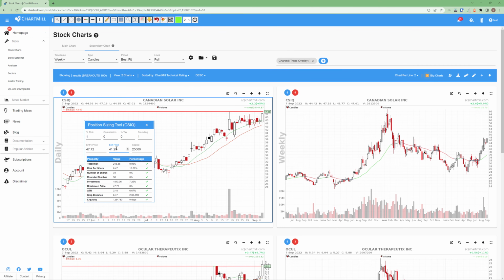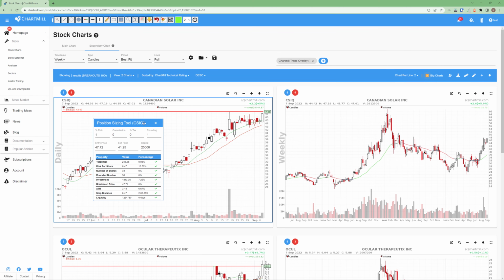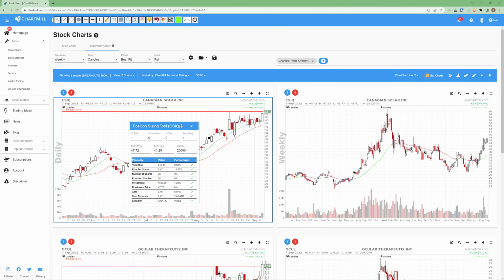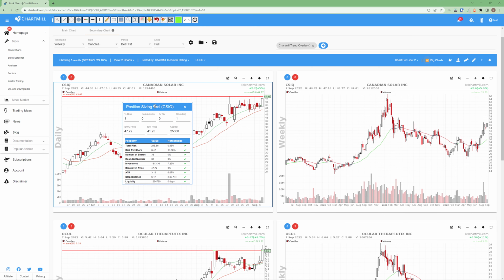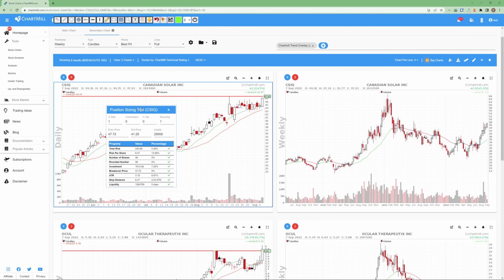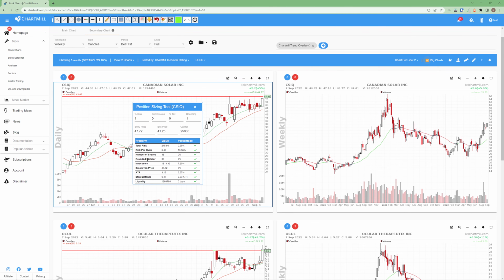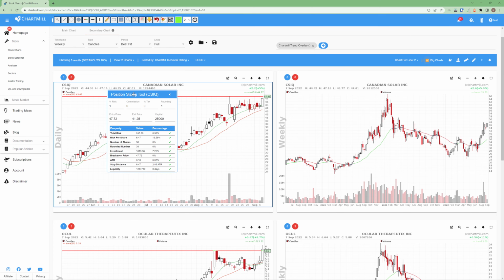Now if you are more focused on the short term, it's more logical to use a tighter stop loss. It all depends on your own trading style. But the position sizing tool is quite a handy tool to calculate how much shares you may buy with your current available capital.